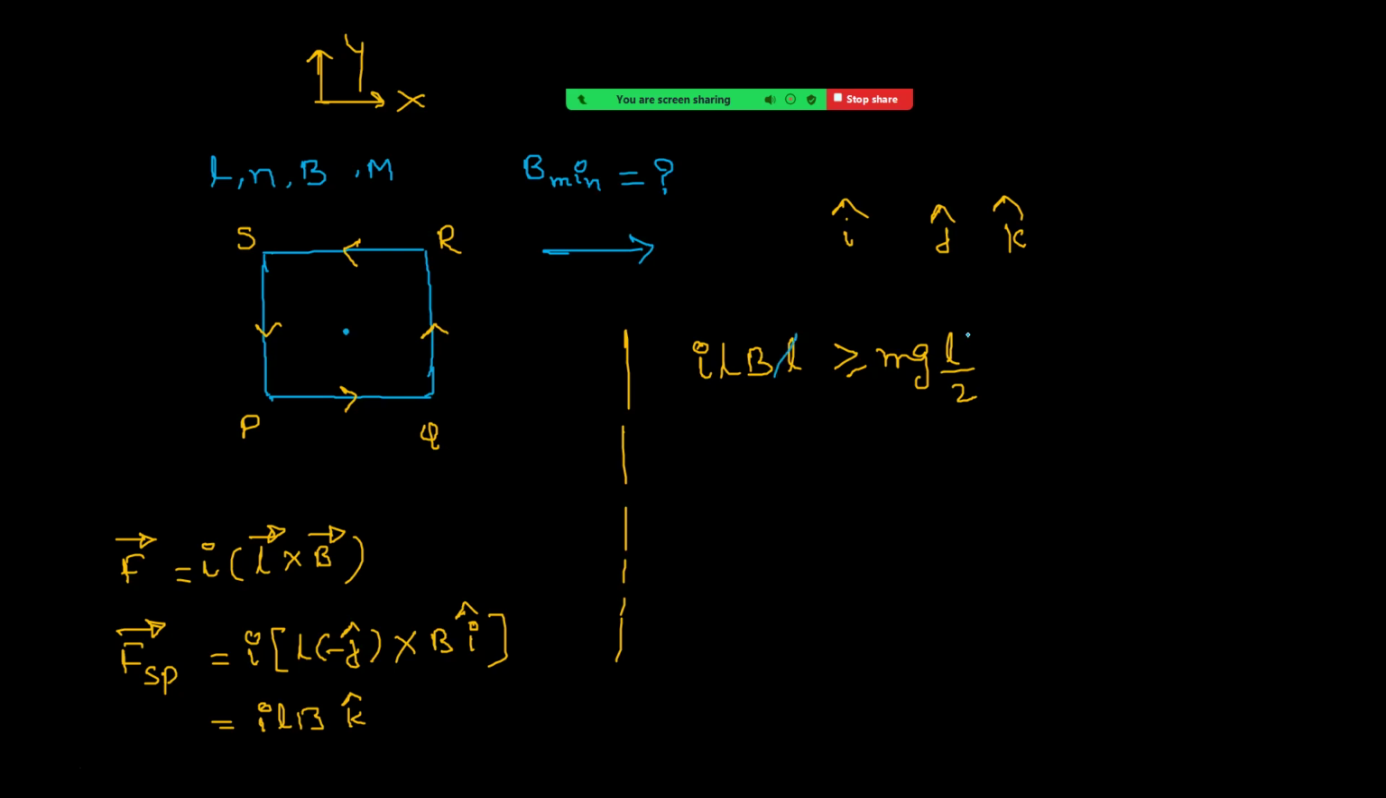So L gets cancelled. It is now B minimum, or I can say B greater than or equal to mg upon 2IL. So when they ask for the minimum, that minimum value is equal to mg by 2IL. Means when it is equal to this value, it is about to tip about this edge. Greater than, it will tip about this edge.